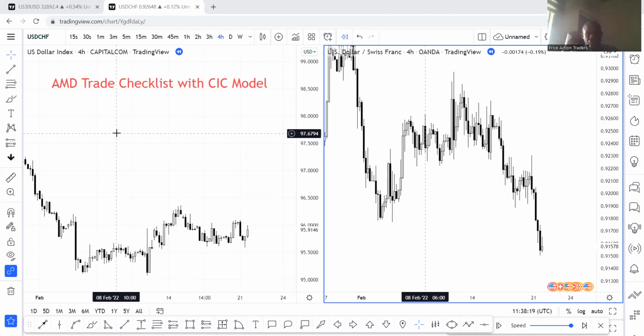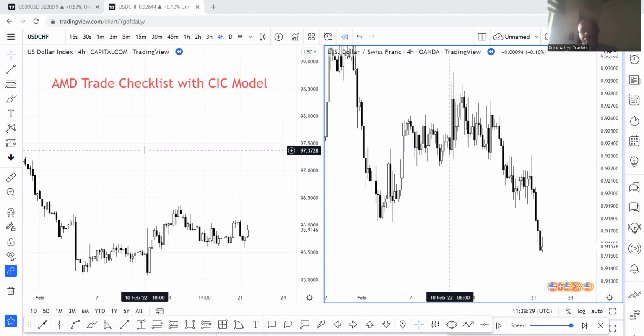Just want to show you how to filter your trade, how you can check for the high probability of trade using your AMD patterns, how to check for bad trade setup and the high probability trades using your CIC model, divergence setup.